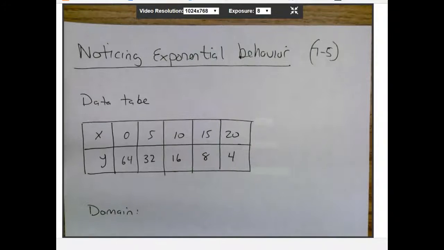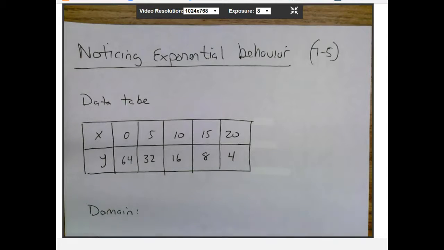Okay, so this is one more thing for 7.5. This is going to be noticing exponential behavior. So like if we have some data, we have a data table and we have some x's and some y's. Can we look at that data and determine whether it's an exponential function or not?